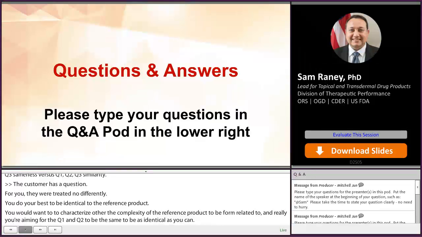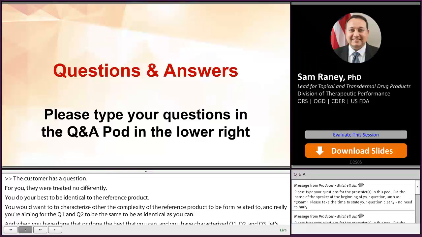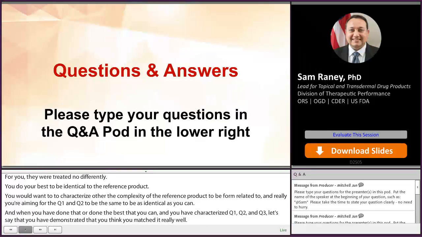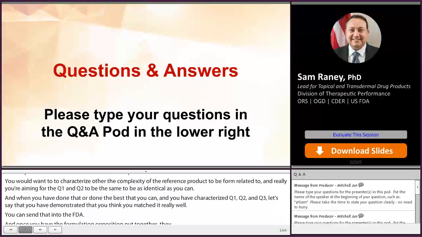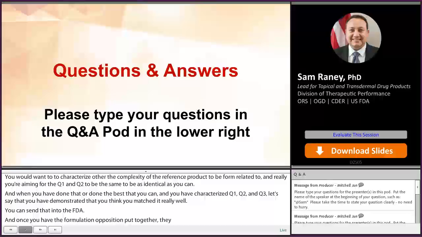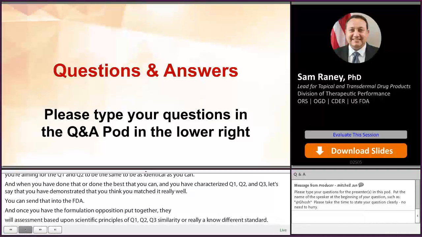You can always come in for a pre-ANDA meeting. And once you've put your formulation composition together, FDA will assess it based upon scientific principles of Q1, Q2, Q3 similarity, or really the no difference standard. What you don't have to worry about is that you're going to be rejected on some regulatory technicality. What this essentially helps to ensure is that we're really focused on the scientific validity of that formulation and how well it matches the reference product. So that's assuming that you've matched it really well and you can show that you've matched it really well.